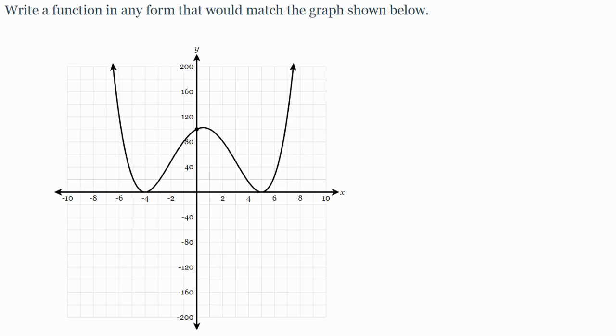Now we're going to take a look at a quartic function. And I know it's quartic because it looks like a W. And the end behavior is pointing up in both directions, which means I'm going to have a positive a value, and it's going to be a fourth degree, but even degree.